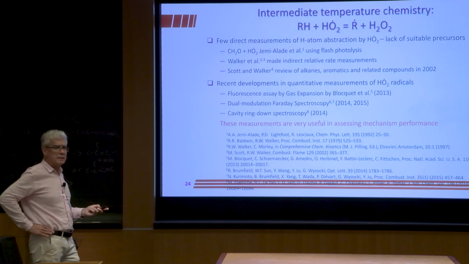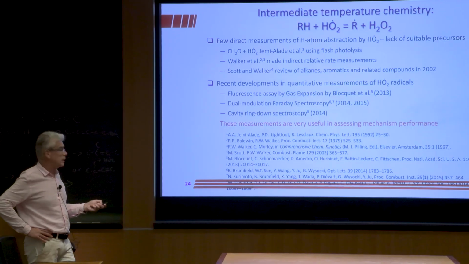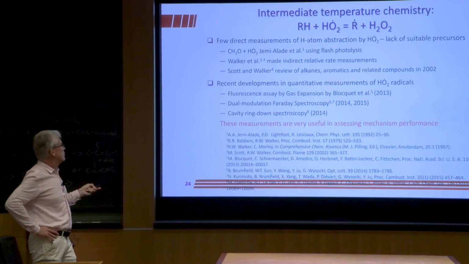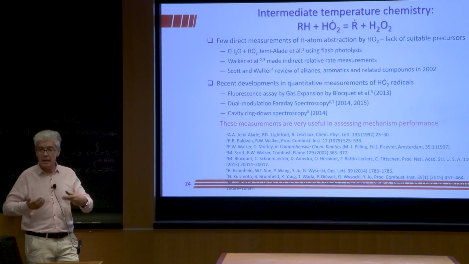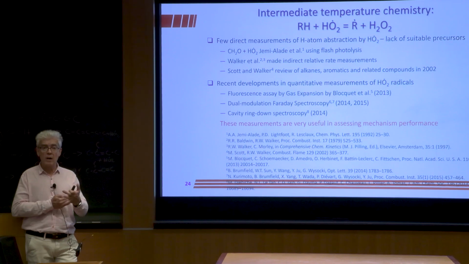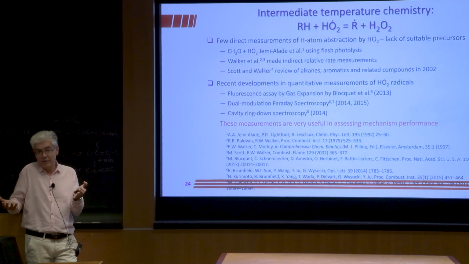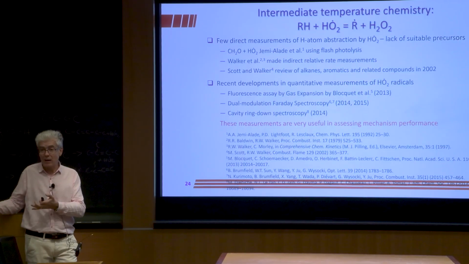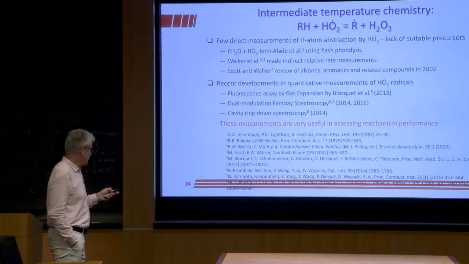Okay, but we are as a community making progress in HO2. So we have quantitative measurements now of HO2 radicals. And that's a step in the right direction, because at least if models can quantitatively match the radical concentrations that are measured, then we can say, well, that's one way of capturing the chemistry at least. And it gives us some confidence that the model is right, okay, if it can quantitatively match the concentrations. But we can't measure the rates with other species.